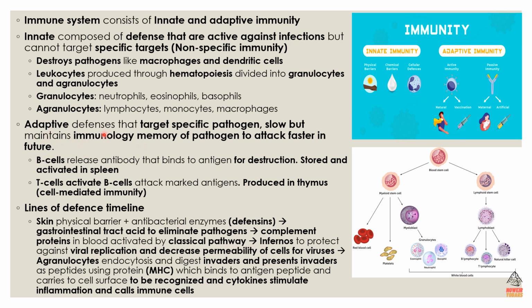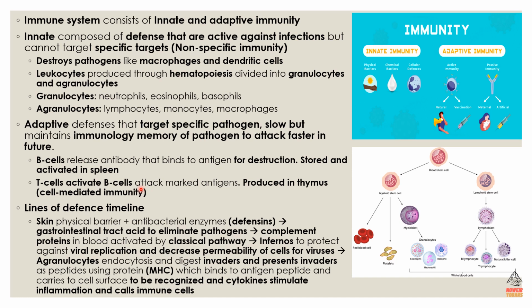So the way the adaptive immune system works is that they have B cells. Pathogen comes, so B cells release an antibody that binds to the antigen for marking and destruction. So the B cells are stored and activated in the spleen. Next, you have T cells. T cells activate the B cells to attack the marked antigen, and they are produced in the thymus, and it is cell-mediated immunity.